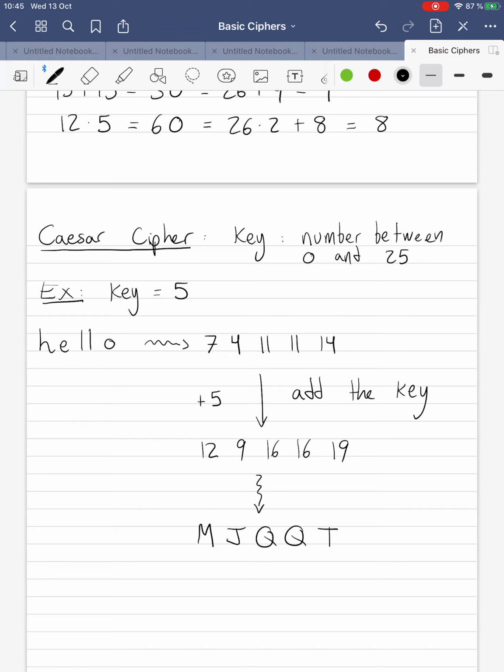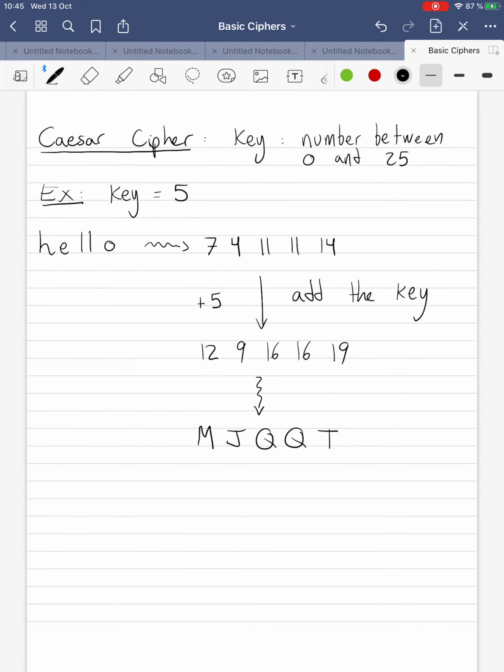Okay, so that would be my encrypted message. So if I, for example, want to send this to a friend, I send him MJQQT. Of course, he's going to need the key beforehand to be able to understand what the original message is. So how would my friend do it?